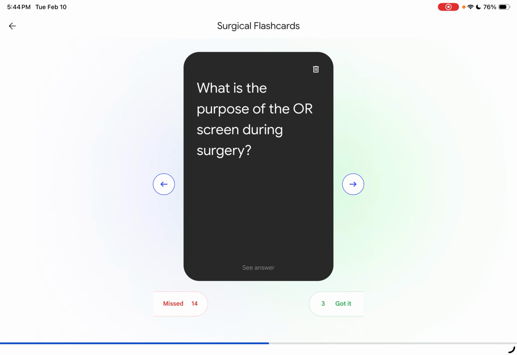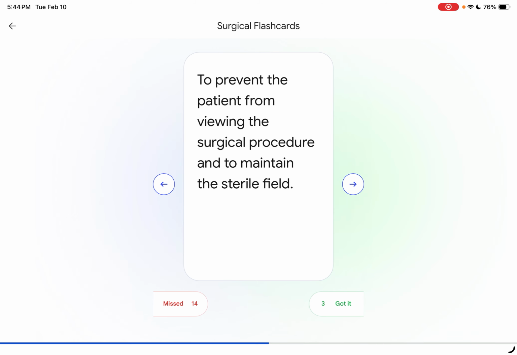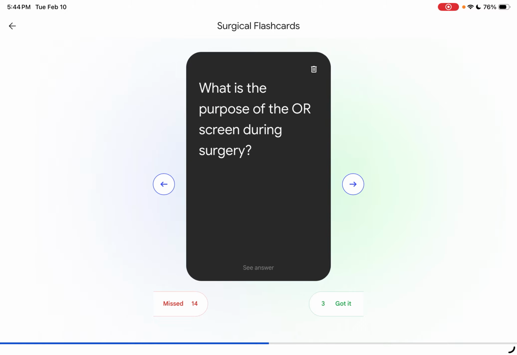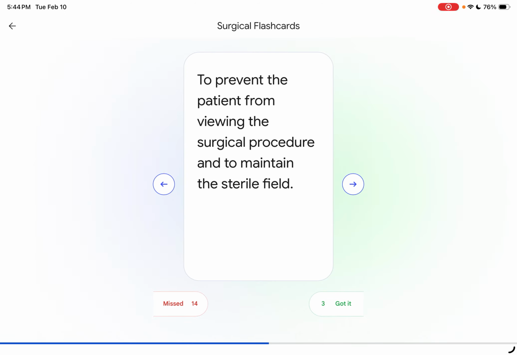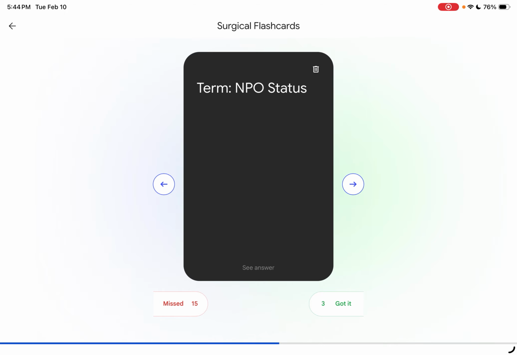So, what is the purpose of the OR screen during the surgery? To prevent the patient from viewing the surgical procedure and to maintain the sterile field. To prevent the patient from viewing the procedure. What is the purpose of OR screen during surgery? Bawal naman lang ang patient, parang basta siya mahimatay siya, guys. And maintain the sterile field, okay?